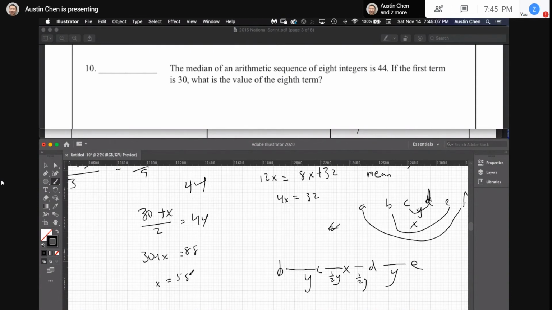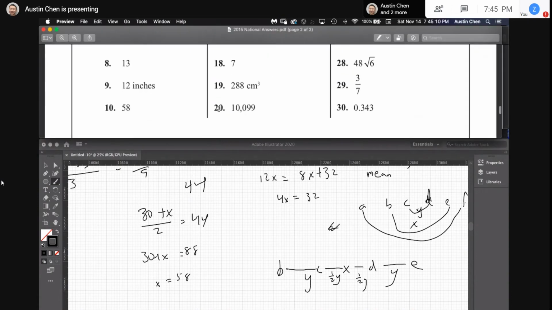So x is going to be 58. And yeah, that's what we have.